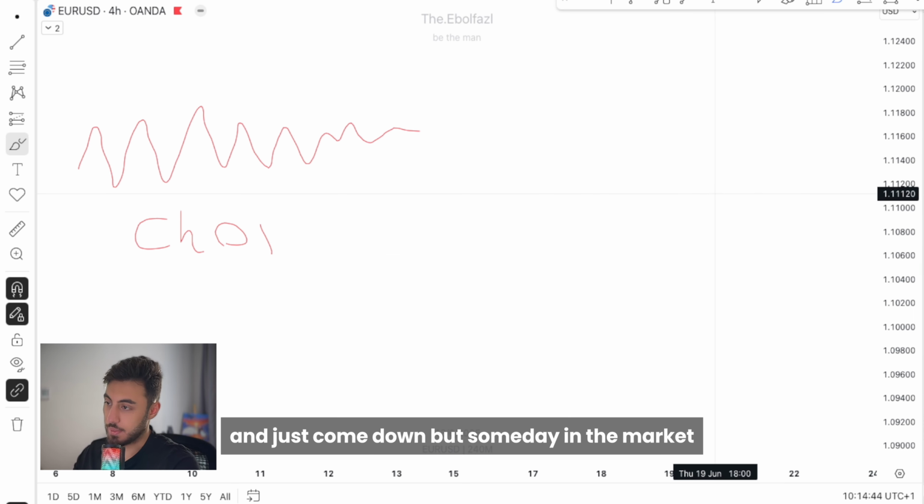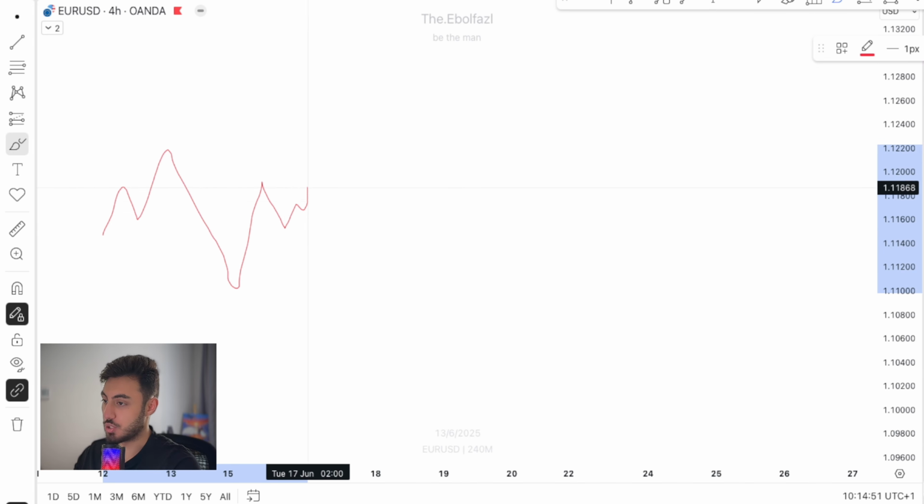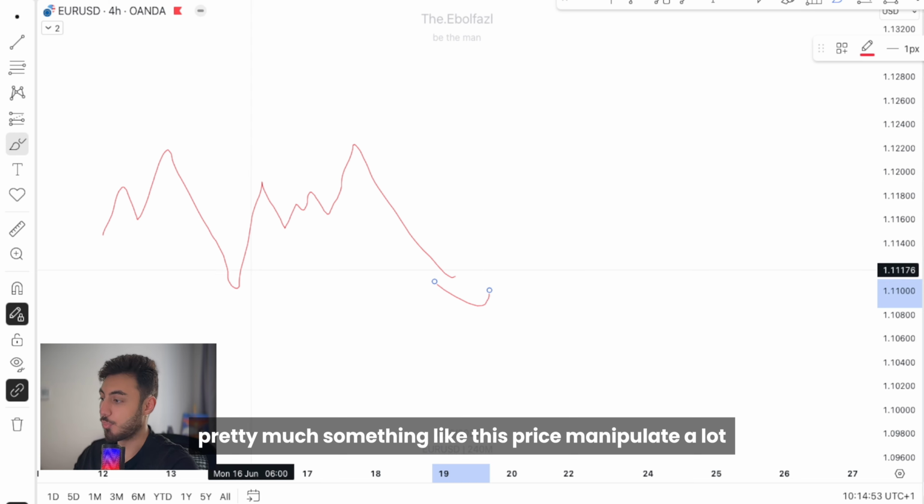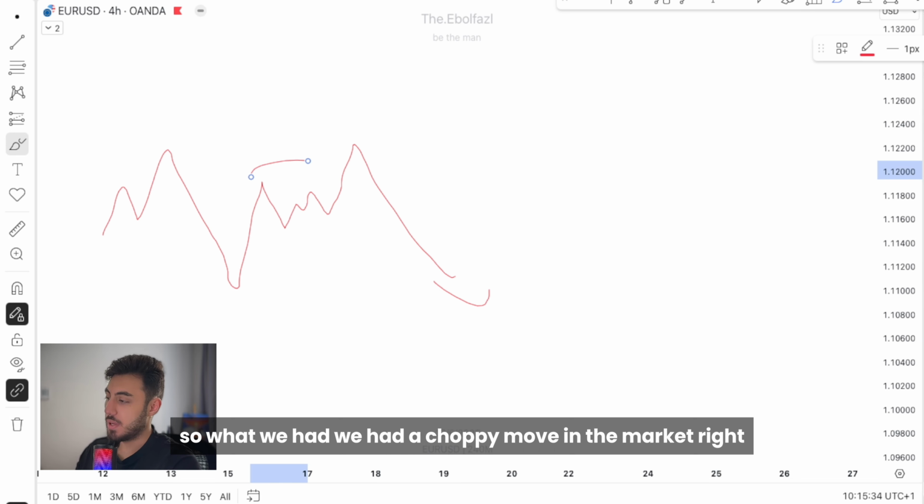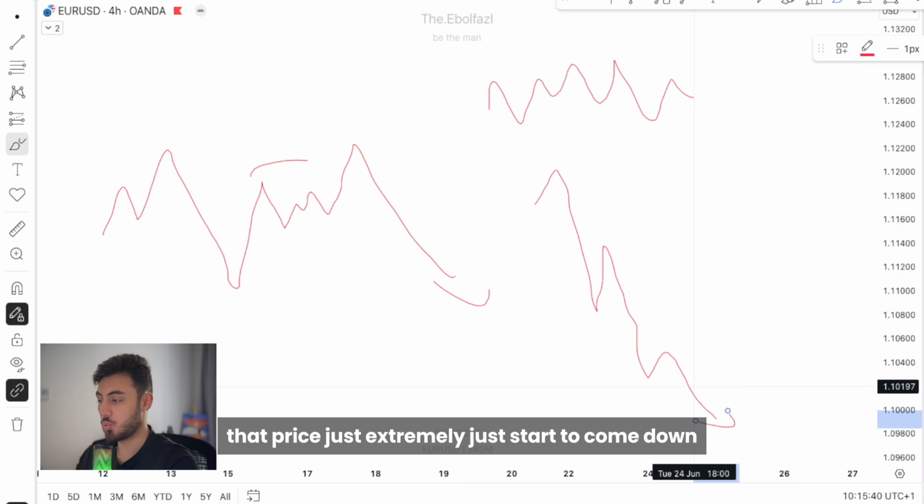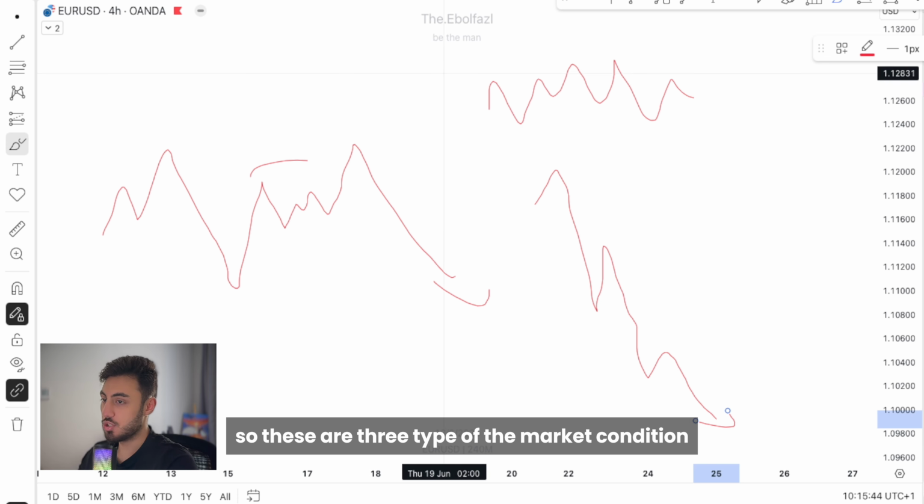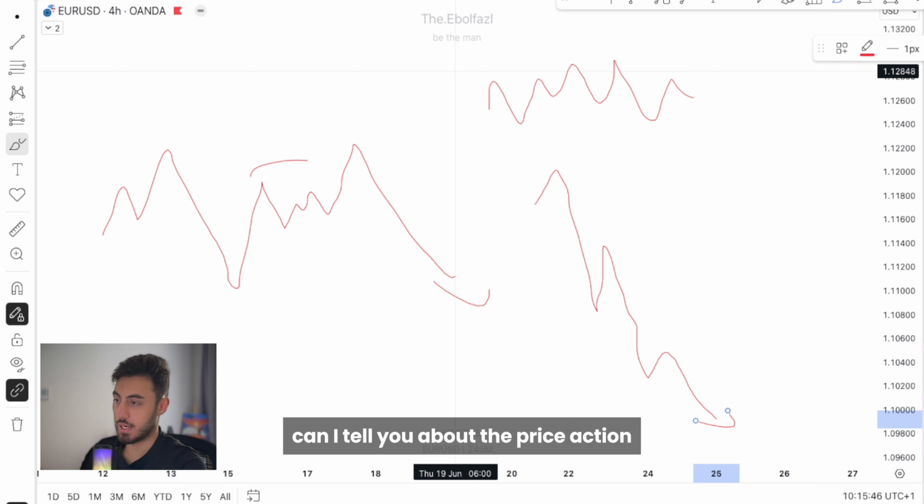But some days in the market, what do we have? We have a manipulation move, pretty much something like this. Price manipulates a lot. So we had a choppy move in the market, right? We have an expansion move where price just extremely started to come down, and we had the manipulation, right? So these are three types of market condition. Can I tell you about the price action?